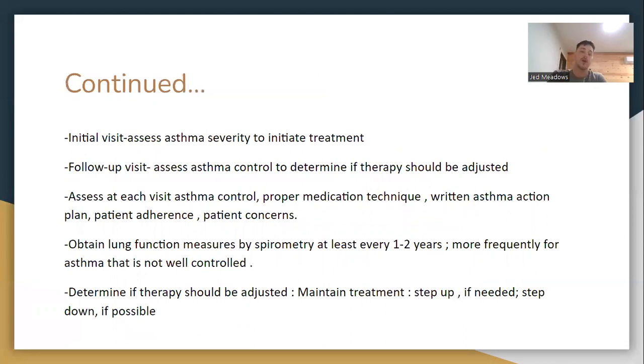Continue. So also on the initial visit, you want to assess the asthma severity to initiate treatment. For the follow-up visit, you would assess asthma control to determine if therapy should be adjusted. You would then assess at each visit asthma control, proper medication technique, written asthma action plan, patient adherence, and patient concerns. Then you would obtain lung function measurements by spirometry at least every 1 to 2 years or more frequently, like stated earlier, depending on how severe the asthma is or if it is not well controlled. You would want to determine if therapy should be adjusted, so you would either maintain, step up, or step down.